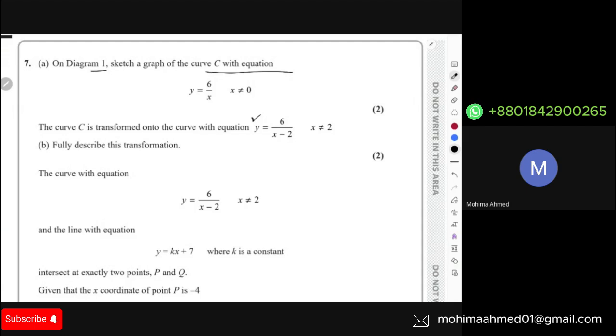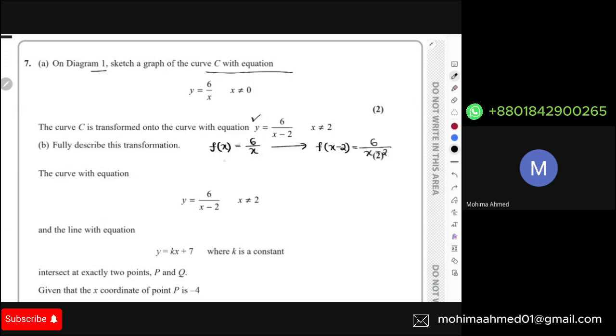Okay. I can understand that this minus 2 is only associated with your x, right? If f of x was your 6 by x, then now it got transformed to f of x minus 2, which is now 6 over x minus 2, right? So from here only your x-axis got modified. In this graph, we didn't have any x-intercept. The graph never intersected with the x-axis.